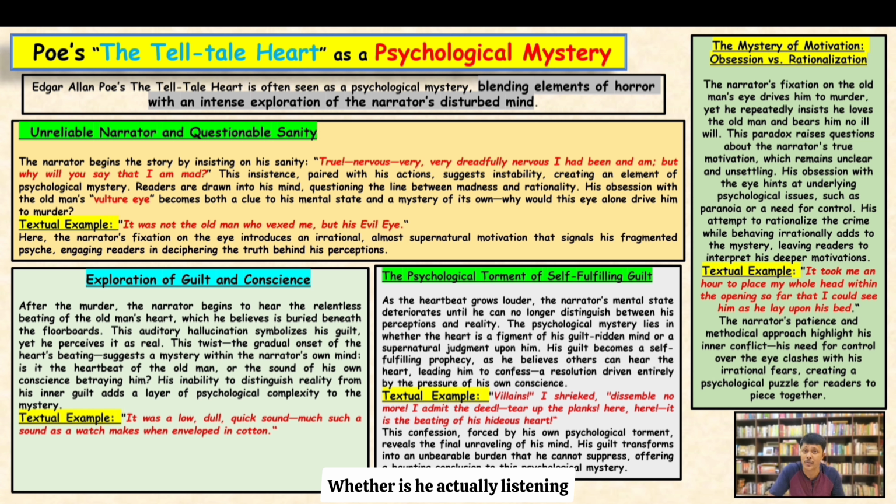So here, this projection implies that the old man is not just a separate character, but a reflection of the narrator's own psyche, creating an alter ego relationship where the old man embodies the narrator's inner turmoil. Second is the denial of guilt through displacement.